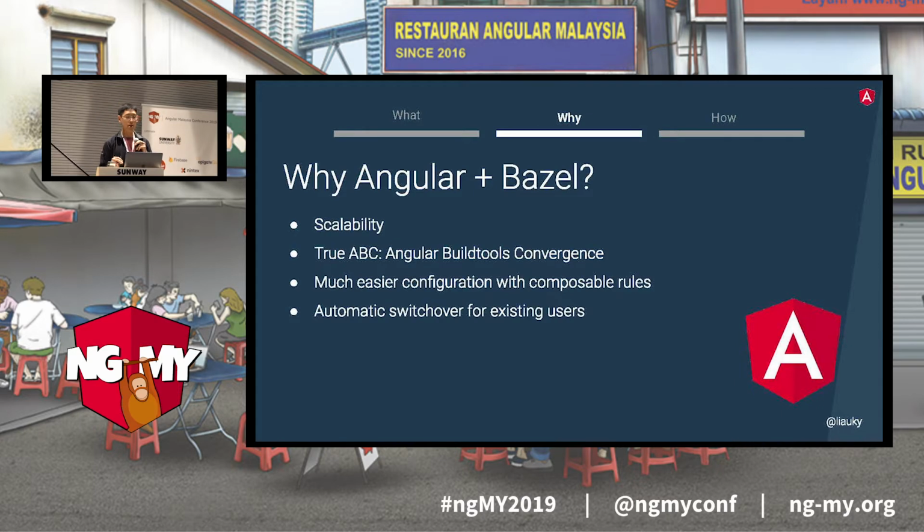And best of all, because everything is wrapped under the CLI, if we do switch to Bazel, we want users to have a seamless experience, and that means you should not notice anything that has changed before. And this is enabled by the builders API that we introduced in version 8. This is how things are done today.